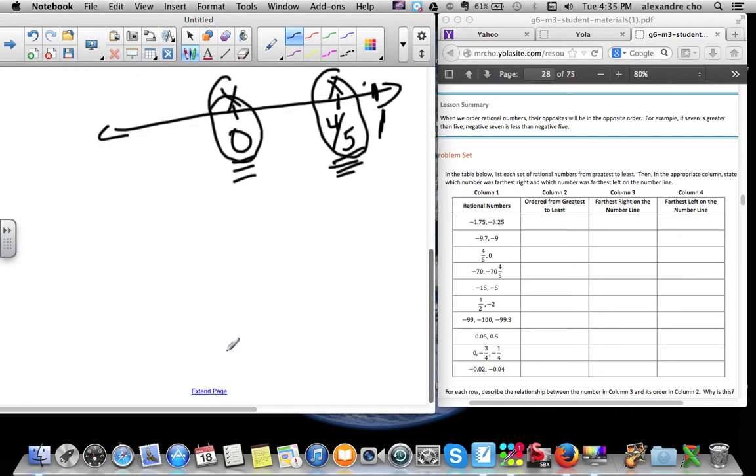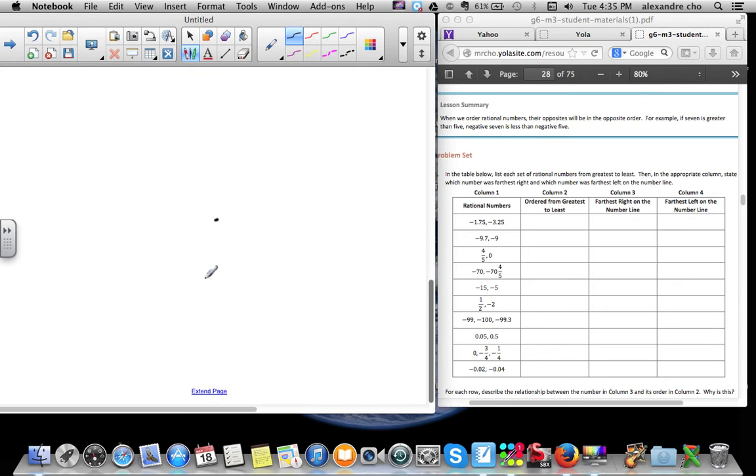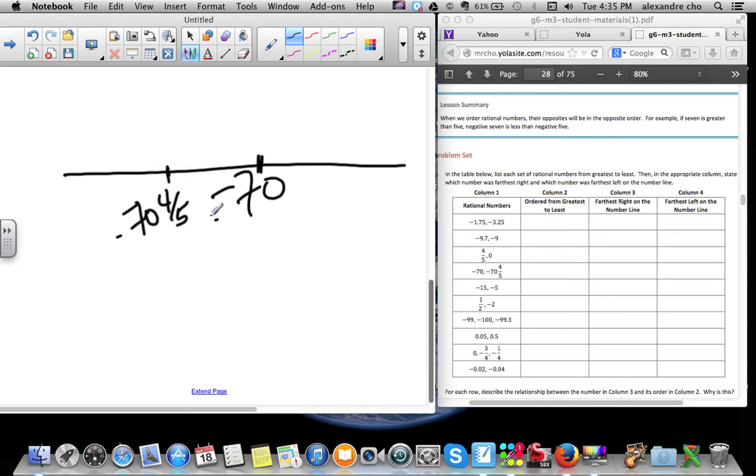Let's just do the other one. Without number lines, hopefully you get the point. So negative 70. I'm not going to draw the whole number line, but I'll just draw it like this. That's negative 70, and negative 70 and 4/5 is a little bit to the left of it. From greatest to least, this is the biggest one, and this is the smaller number. The number on the right is negative 70, and the number on the left is negative 70 and 4/5. Next one.